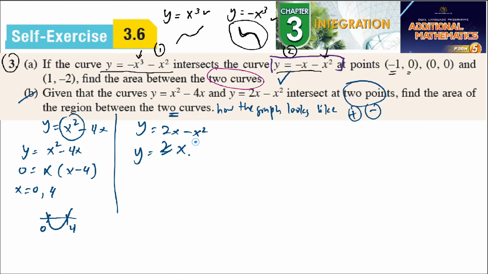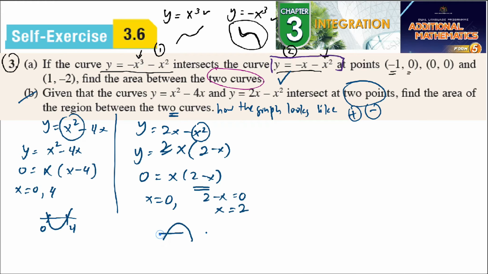So you can take x, so this one will be 2 minus x. When this one is 0, 2 minus x is equal to 0, so x is equal to 2. But you see here, the highest power is negative, so it's something like this. So this one is 0 to 2, so the graph looks something like this.